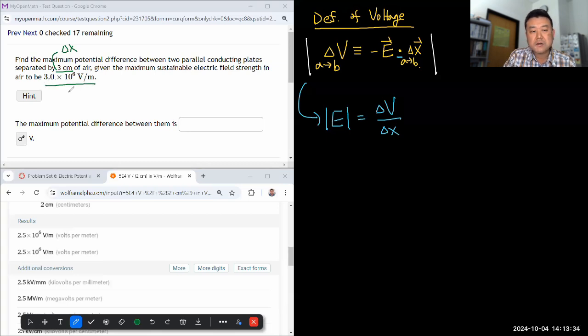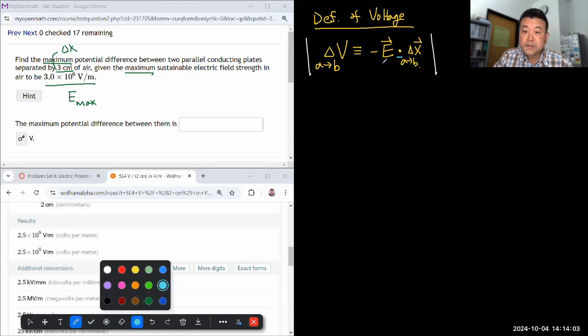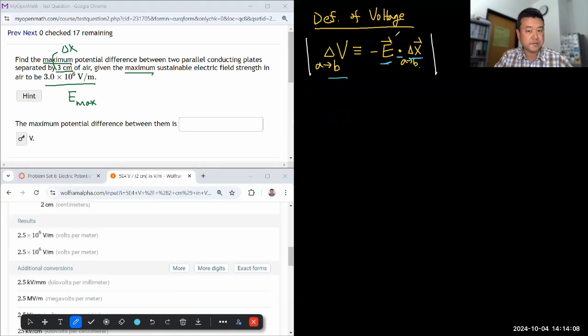Oh, so I guess here I'm technically being given maximum, but since I'm being asked for maximum, I'm being given the electric field. So it looks like this definition of voltage will still be useful. I just have to rearrange what I'm... In fact, I don't even have to rearrange anything, because before I had to solve for electric field. Now I'm being given the electric field, being given delta X, and being asked for voltage. I can just do this product.